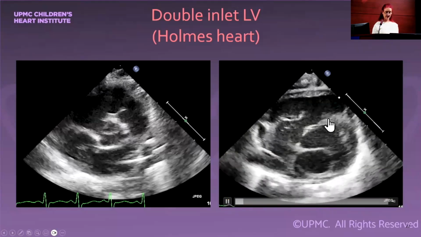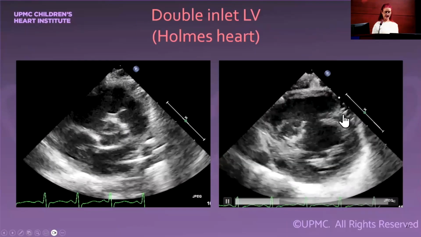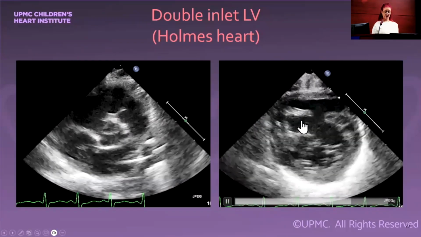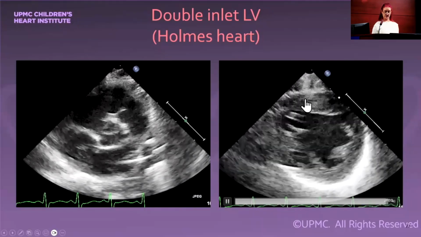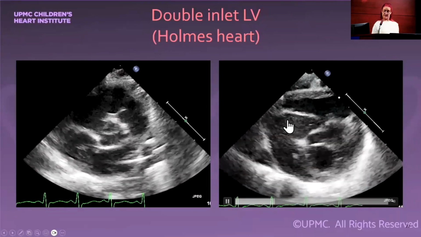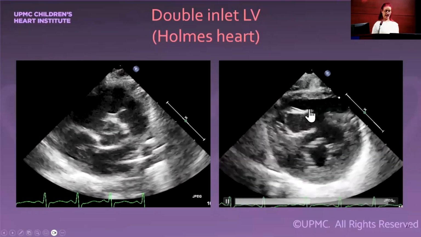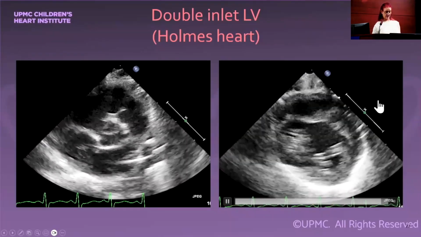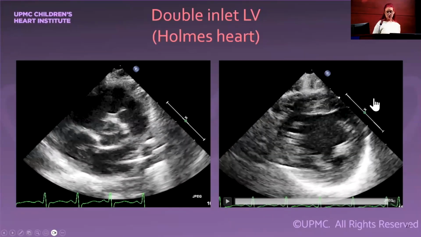And so in this case, I'll let that play again. You can see that this bar comes all the way across and shows you this is your LV, this is your anterior RV. But as you watch, this AV valve is 100%, there are no attachments to the RV at all. So this would be a double inlet left ventricle, normally related great vessels, otherwise known as a Holmes heart.